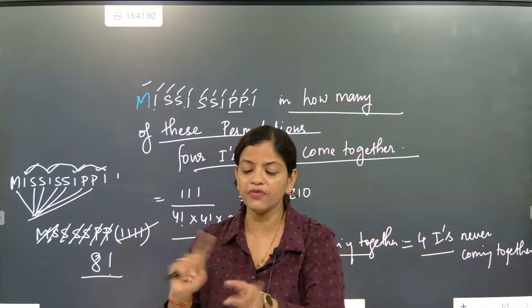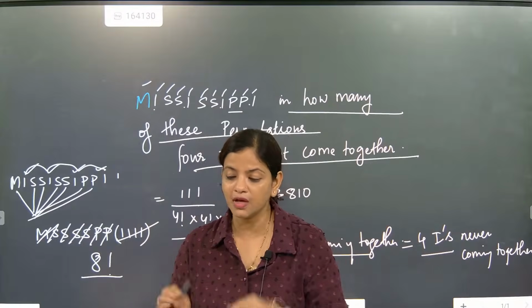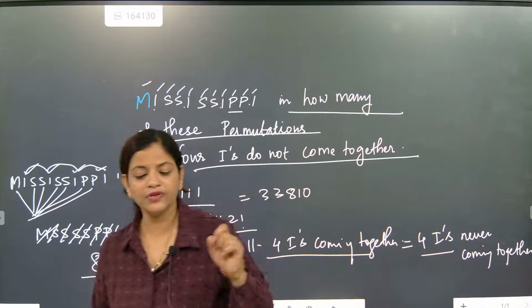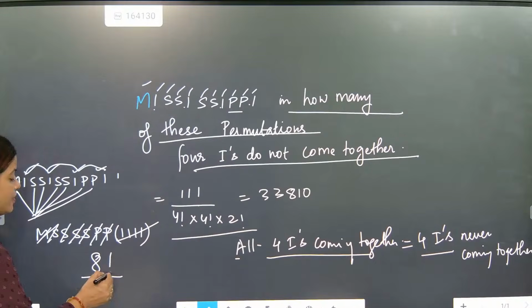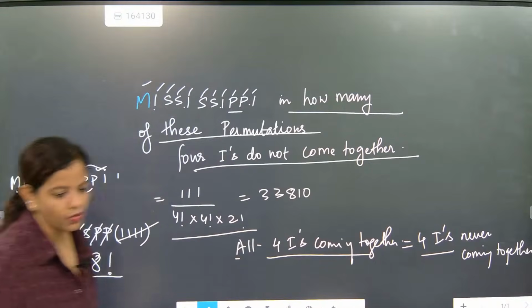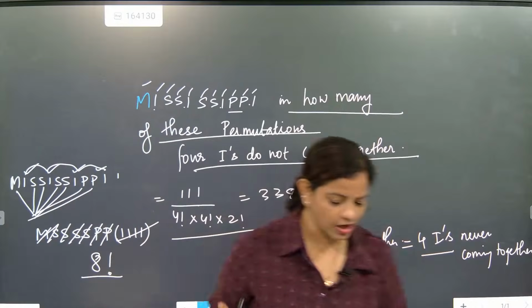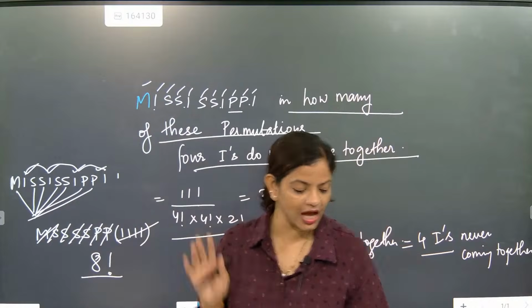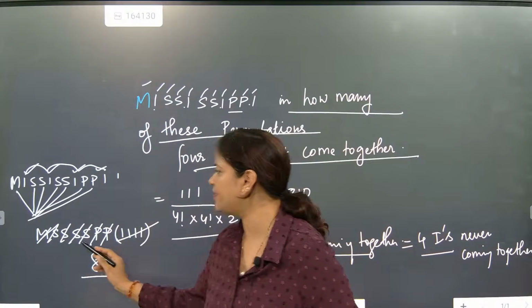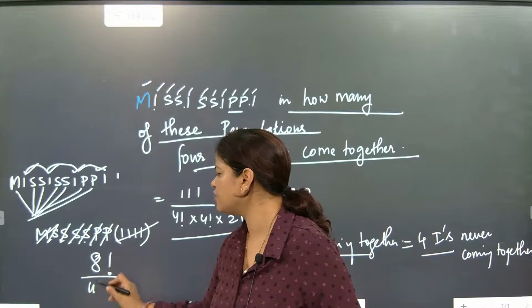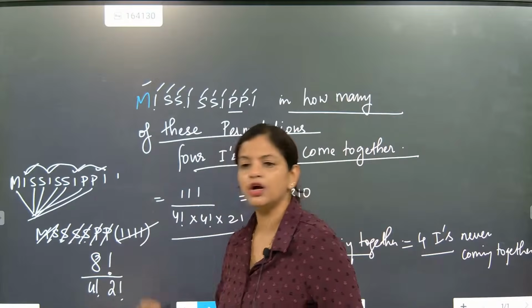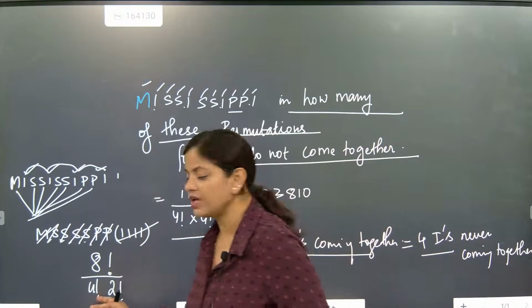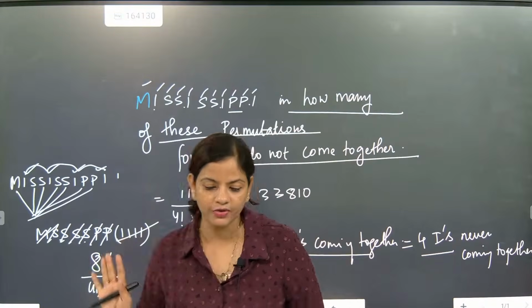And you know, beta, if you replace the location of I also, it will be the same only. So here it will become 8 factorial. And once you have written 8 factorial, which number is repeated? S is coming 4 times, so 4 factorial. P is coming 2 times, so 2 factorial. So 8 factorial by 4 factorial into 2 factorial is given.